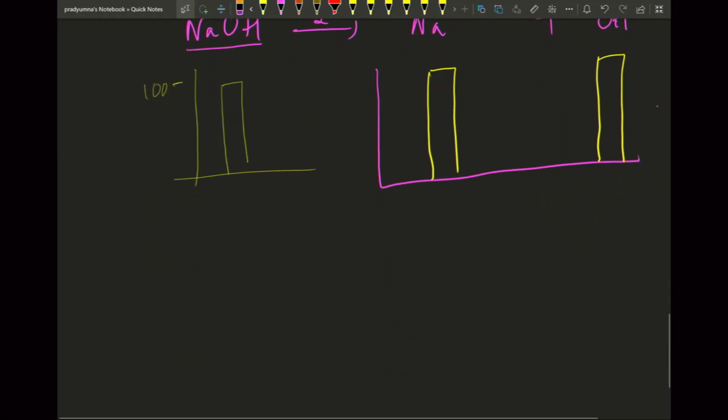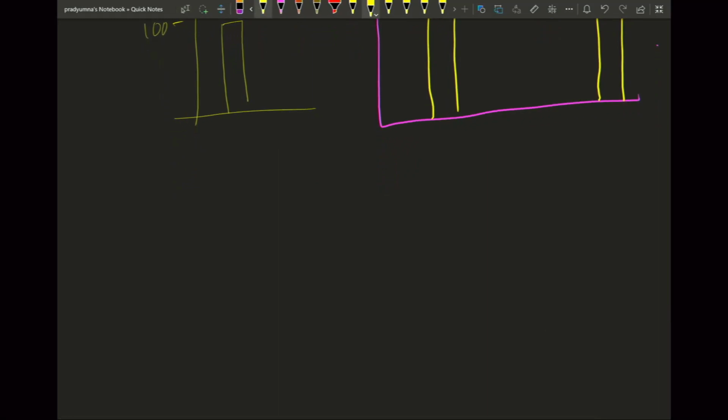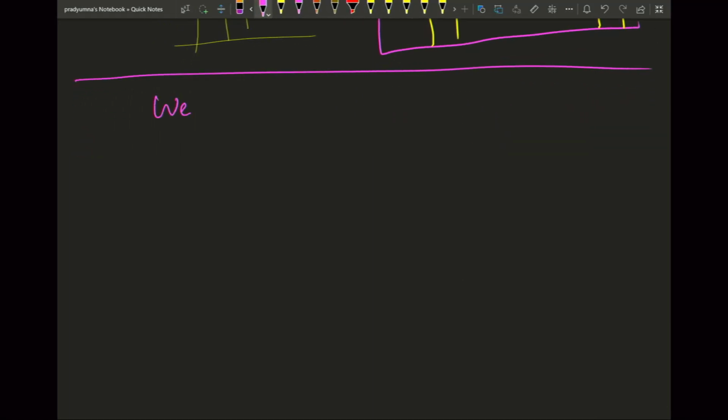Okay, so that's the definition of strong. What should the definition of weak then be? It's pretty easy; you can write it by yourself. A weak acid or a weak base does not dissociate entirely. So HF is a weak acid.